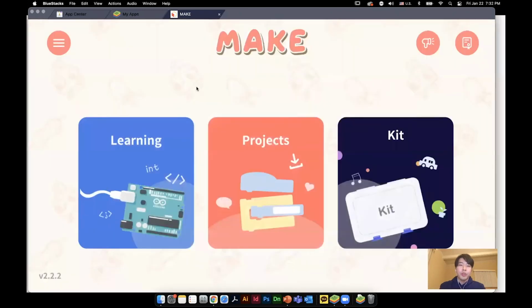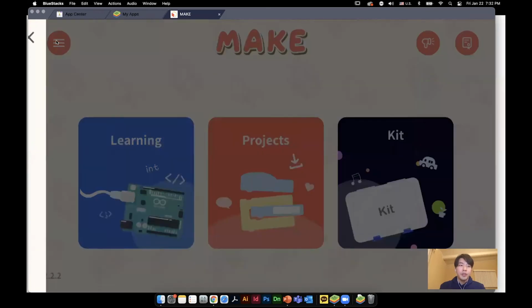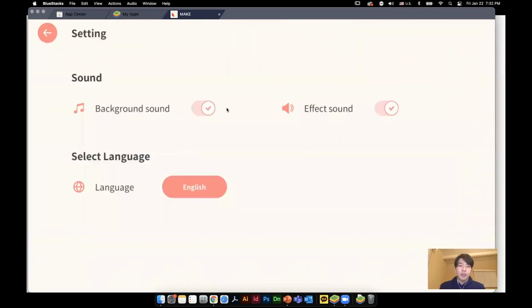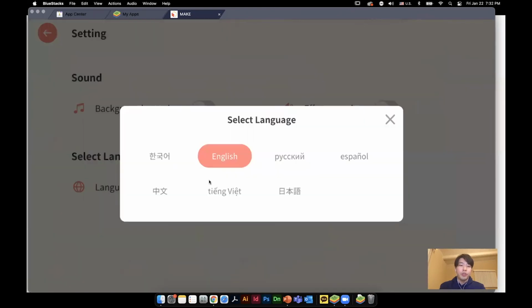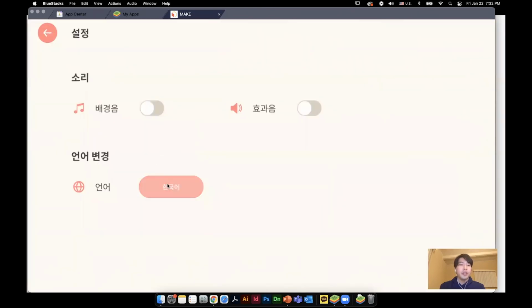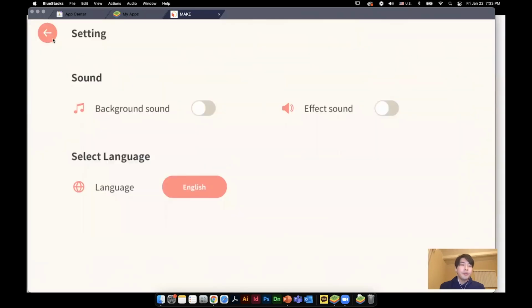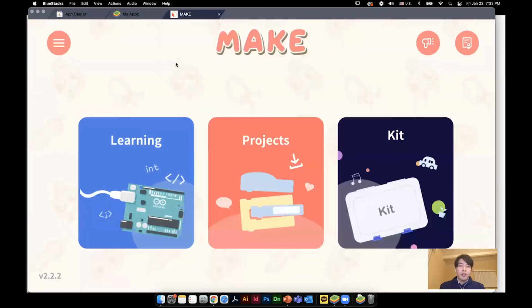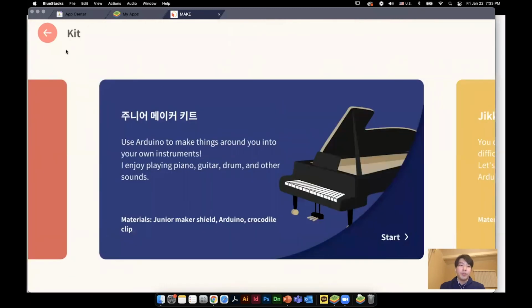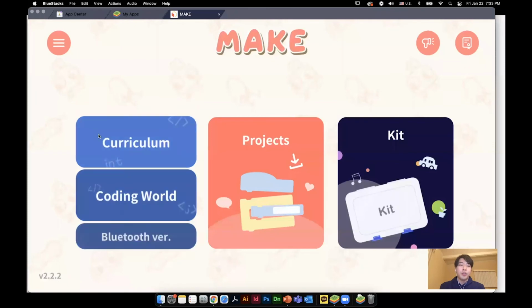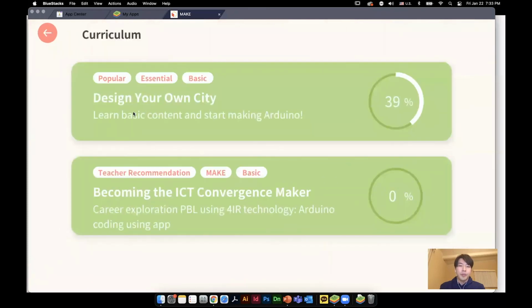So once you come to the app, oh, the sound is loud. Maybe you cannot hear, but I'm gonna turn it off. All right. You can set up different languages. If you like Korean, set up Korean, but I'm gonna do English for now. And I want you to just explore this, okay? You can go to Kit, and never mind, let's not go to the Kit. Let's go to the learning and curriculum.